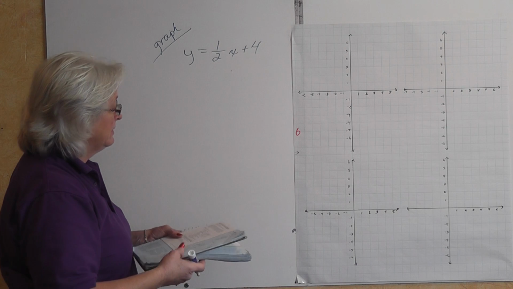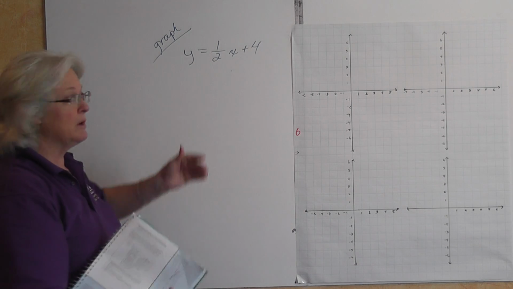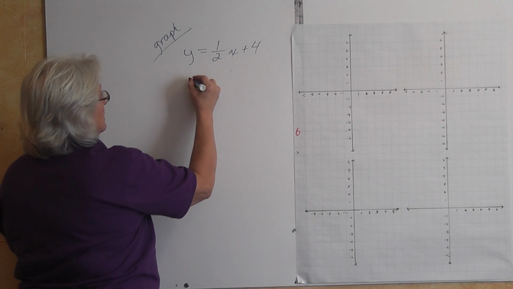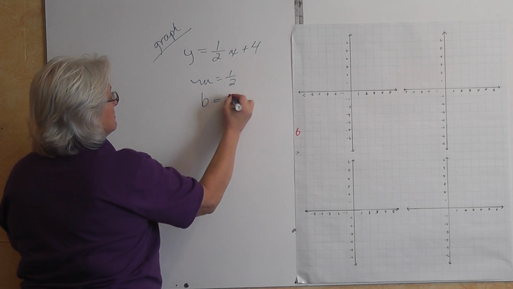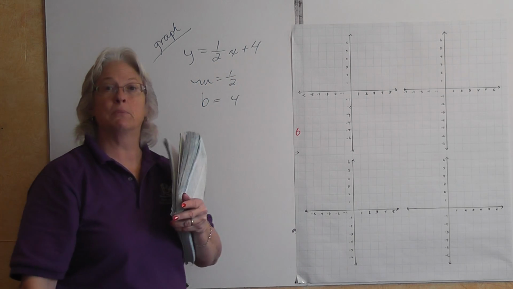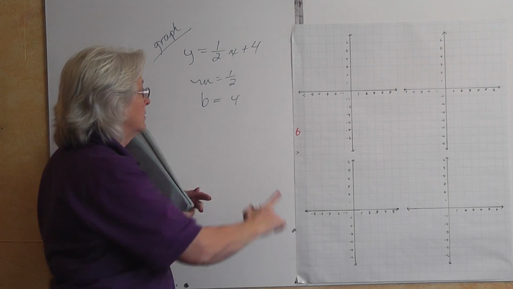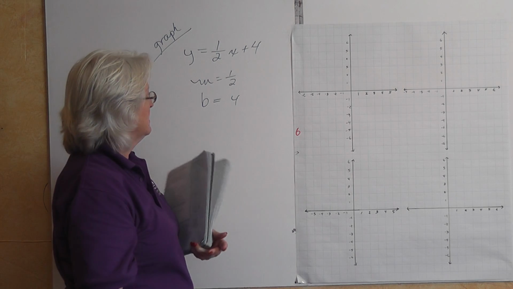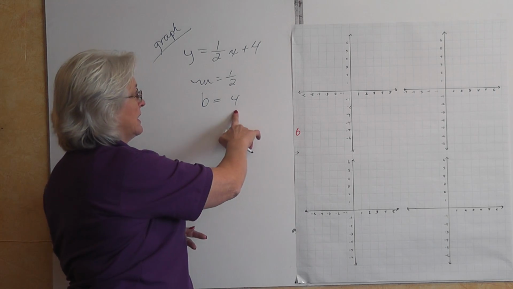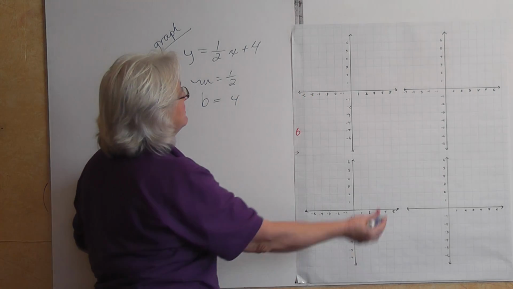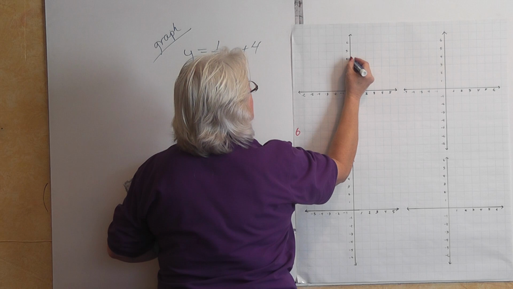Well, what you have here is very easy. We know what the slope is. The slope of this line is 1/2. We know the y-intercept is the point 4. The y-coordinate is 4. So what are we going to do? We're going to identify right here on our graph our y-intercept.